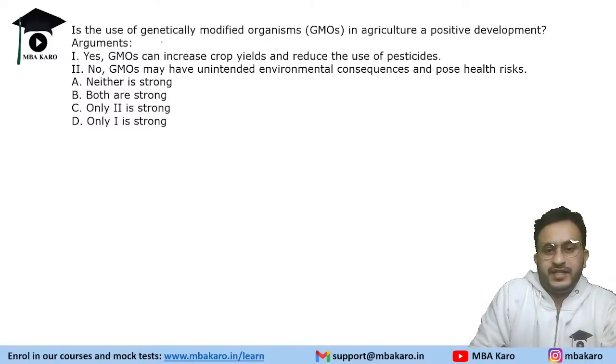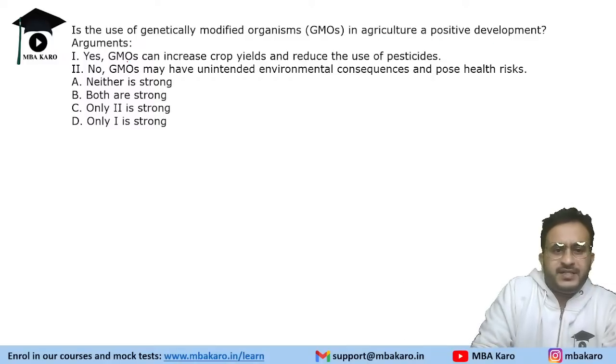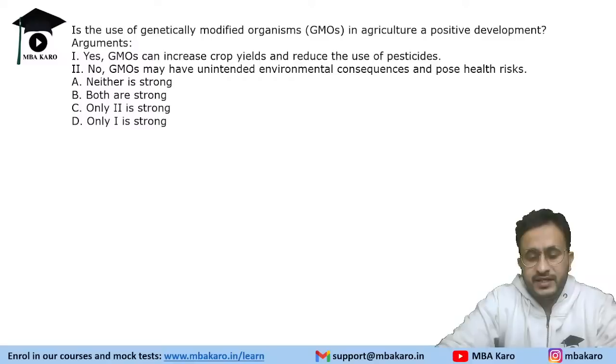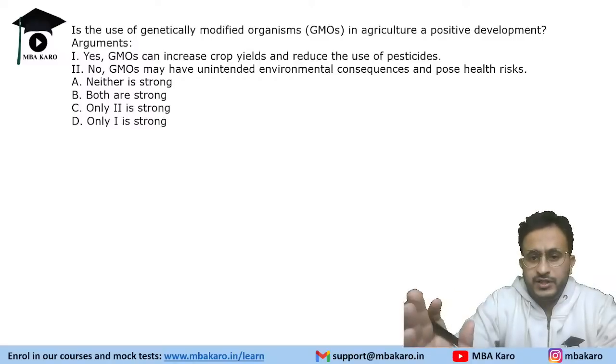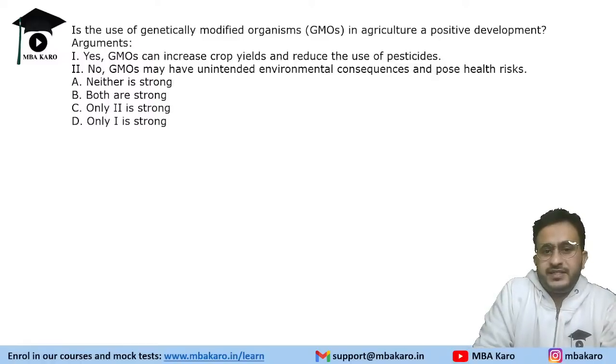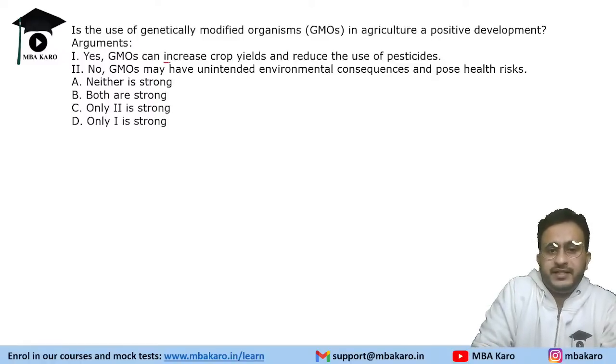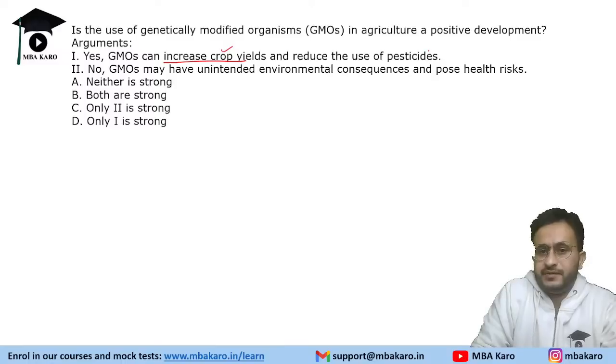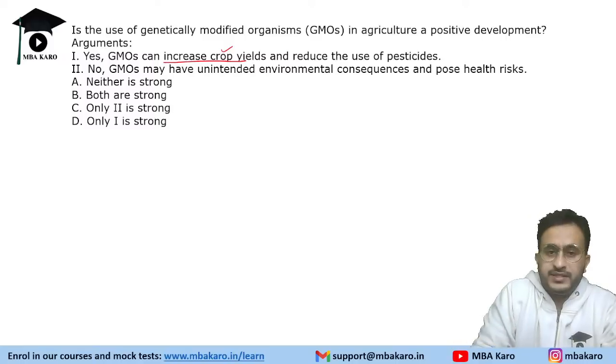Is the use of genetically modified organisms in agriculture a positive development? First says yes, GMOs can increase crop yields and reduce the use of pesticides. You should focus on the reason. If it increases crop yield, it's a positive development. And it reduces the use of pesticides. So if GMOs are reducing pesticides, it has to be a strong argument.